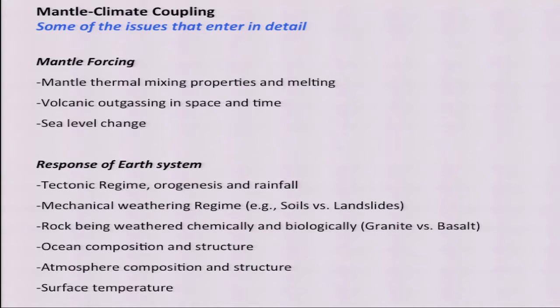How does the Earth's system respond? Well, tectonics enters into the problem, the tectonic regime. Do we have mountains? Are we building mountains? Do we have a rainy world or a dry world? How is weathering actually happening? How is mechanical weathering acting to take crystalline minerals, break them down, so they can be reactive with groundwater to take CO2 out of the atmosphere? What's being weathered? Granites and basalts behave differently and have different effects on the temperature at the surface. What's the ocean like, the atmosphere, et cetera? So there's a lot in it.